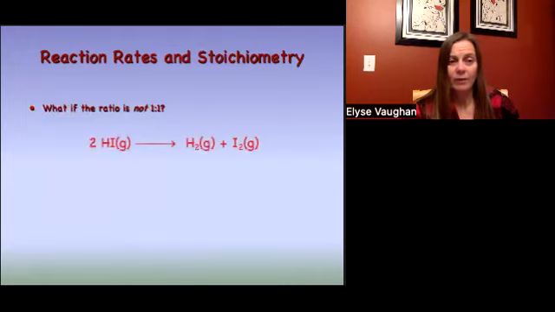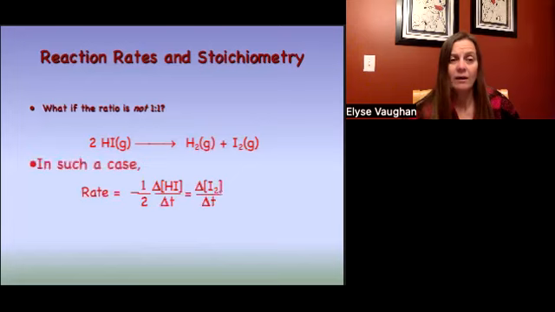But what if the ratio is not 1:1? So in this reaction, we have our hydrogen iodide reacting to give us hydrogen and iodine. So in this case, our rate is going to be the change of the hydrogen iodide concentration divided by the change in time. But because we have twice as much hydrogen iodide as we have iodine, the rate of the reaction would be 1/2 the change in hydrogen iodide concentration over change in time, or the rate of appearance of the iodine over time.